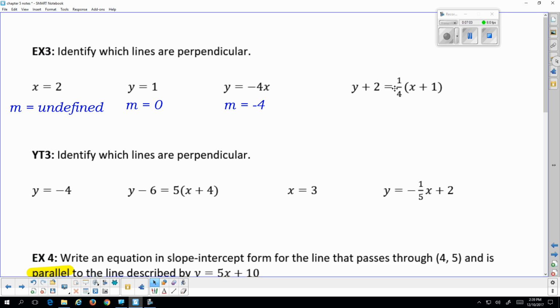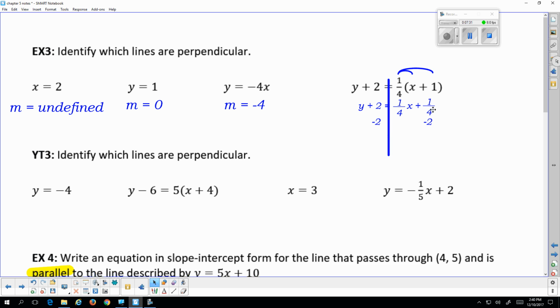And then the fourth one, we don't have y by itself, so we have to do that. So let's solve for y. What's the first thing I'm going to do? First thing I'm going to do is distribute that 1/4. So I get y plus 2 equals 1/4 x, and then 1 times 1/4 is 1/4. And now what am I going to do to get y by itself? I'm going to subtract 2 from both sides.